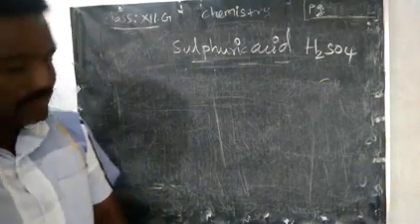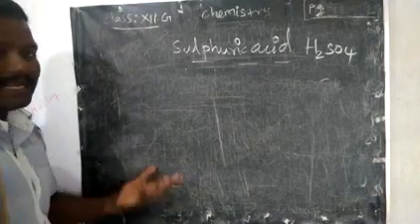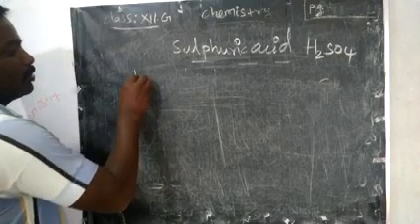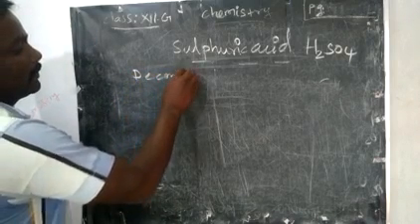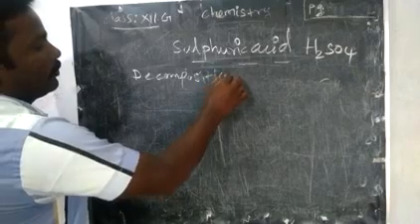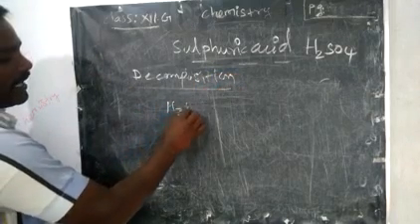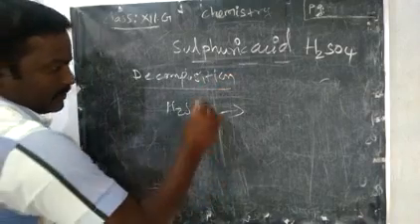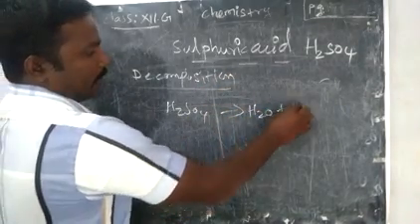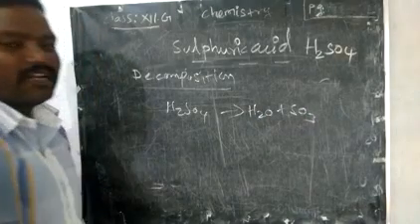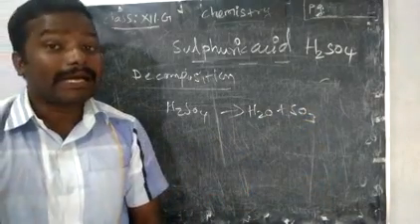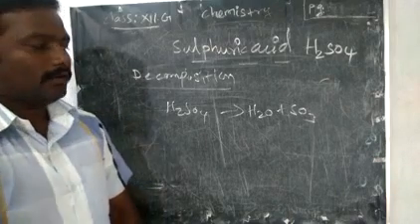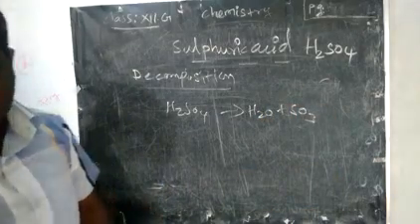It is highly reactive, we know that very well. First reaction, decomposition reaction. If you heat sulfuric acid alone, what will happen? It will produce sulfur dioxide along with water. Sulfur dioxide, because in the contact process we dissolve sulfur dioxide and water. It is the reverse reaction to that preparation.